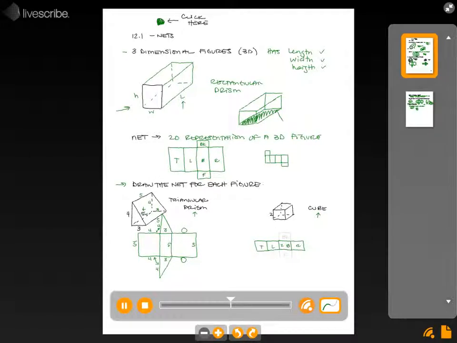Now we need the back and the front. And there would be the net. Notice it looks a lot like our rectangular prism that we drew earlier. It's just different shapes, two-dimensional shapes for the sides. They're different. Okay? Next thing we're going to talk about is what is surface area.